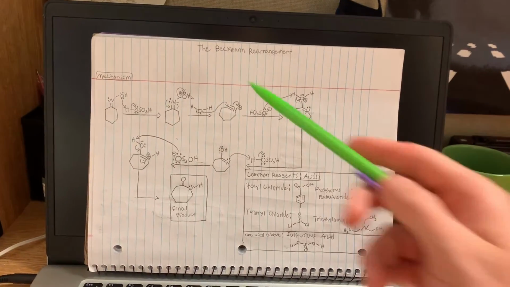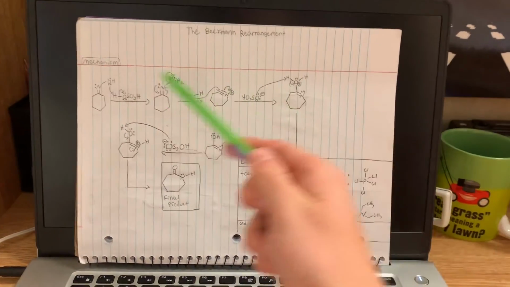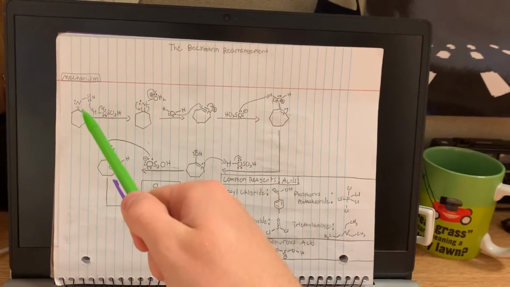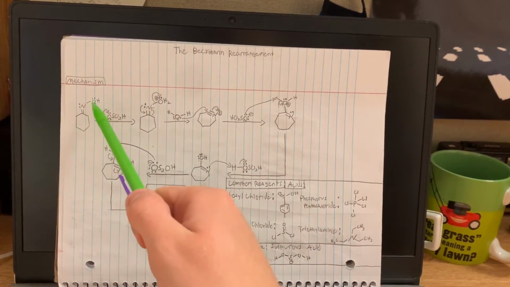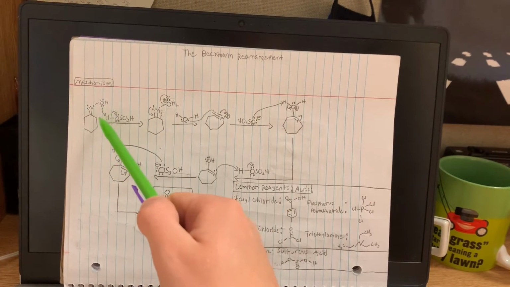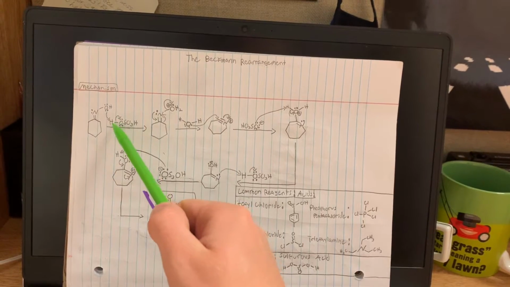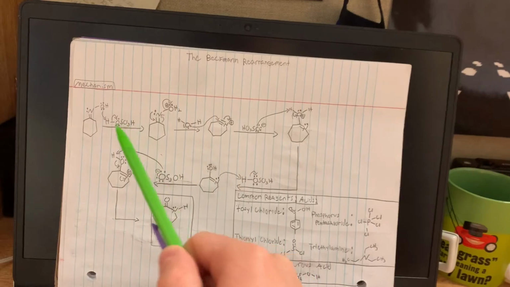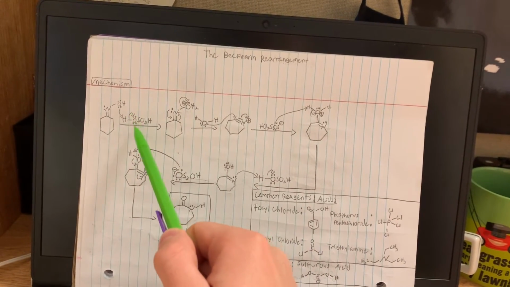For my project, I did the Beckmann rearrangement, which is just dealing with nitrogen, like amides and stuff like that. So here we have the nitrogen double bonded to a cyclohexane and then an OH group up here. And that electron pair attacks that hydrogen, forcing the hydrogen-oxygen bond of sulfurous acid, as shown here, over back to the oxygen, and that'll come in later.